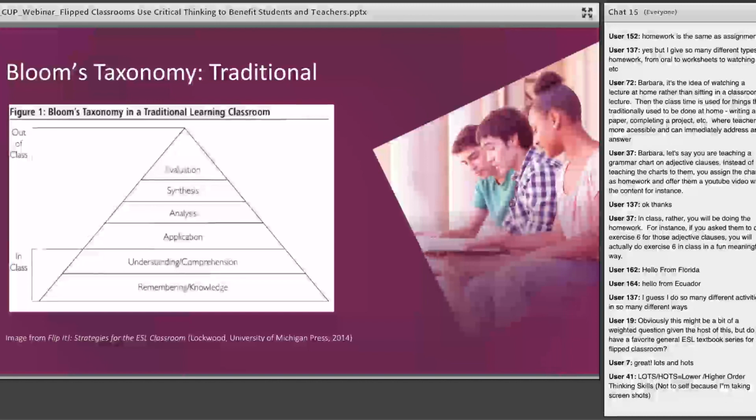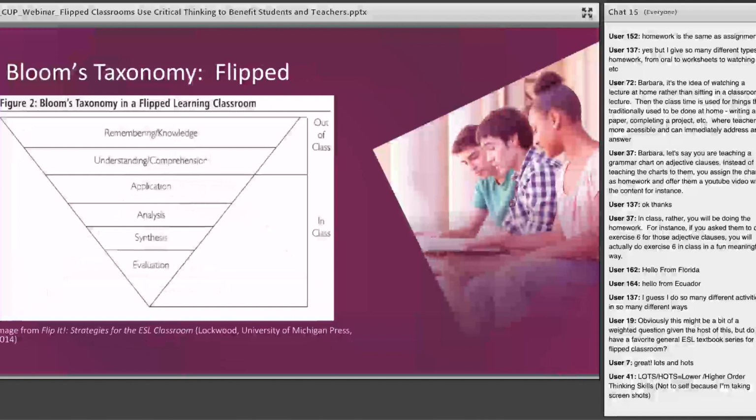You've probably heard the term "sage on the stage" associated with flipped learning. In a traditional classroom, you have a sage on the stage, and that is where the teacher stands in front of the room and teaches the concept. Students listen, and then they go home to attempt these higher level skills on their own. Well, in a flipped classroom, we actually flip Bloom's taxonomy.